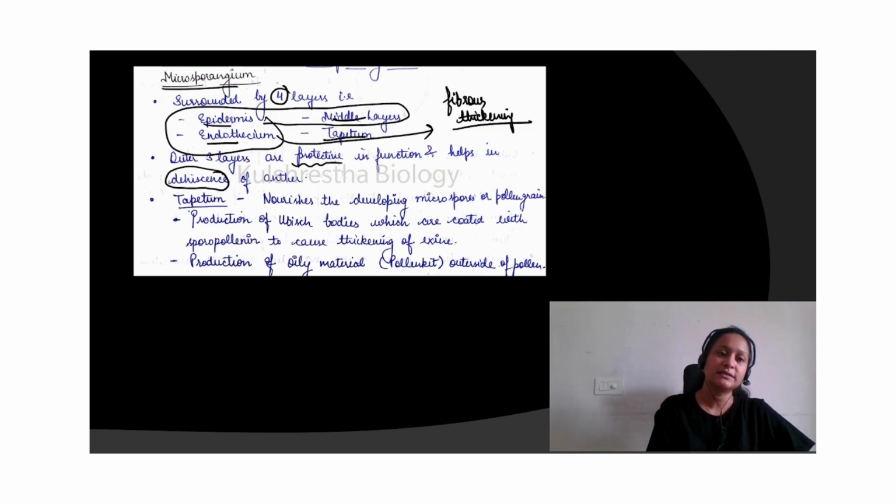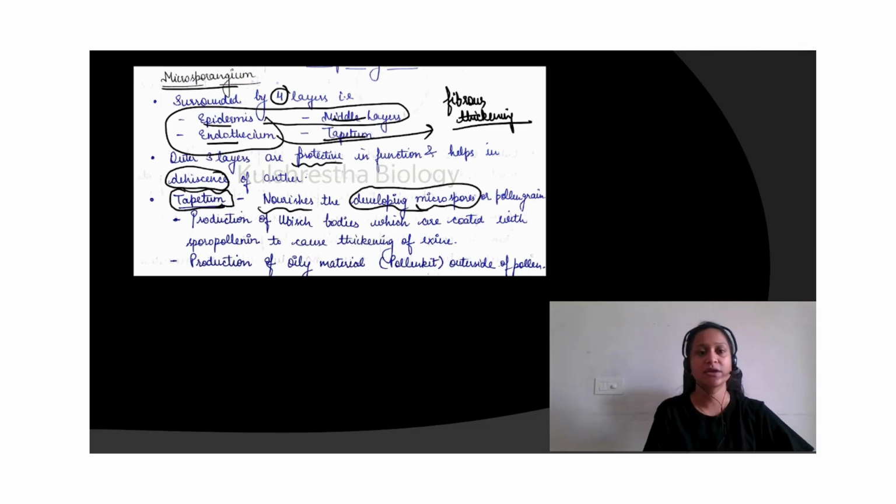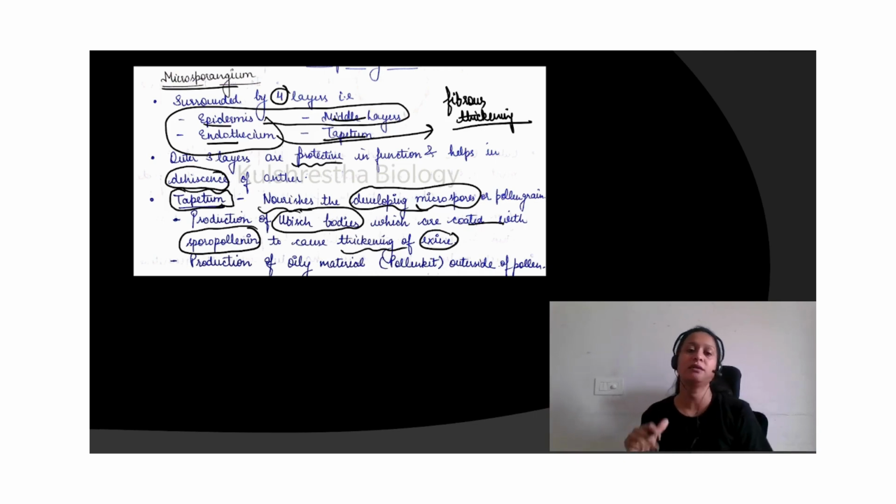The innermost layer, that is the tapetum. This is very important. Many questions are asked from this layer. Tapetum nourishes the developing microspores. This is a nourishing layer. Okay, and this layer also produces Ubisch bodies. Ubisch bodies are coated with sporopollenin, this we will talk about, which causes the thickening of the exine. Exine is thick. If you see the structure of a pollen grain, the outermost layer present is called exine, and it has thickening, which is made up of sporopollenin.